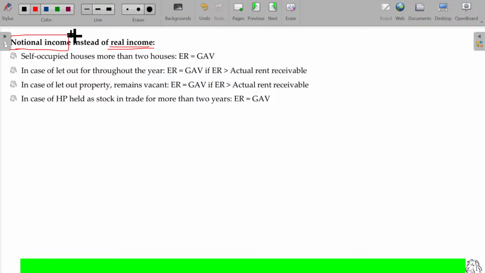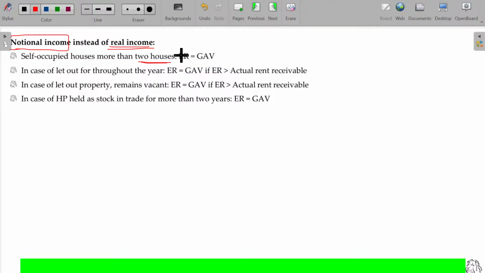Self-occupied houses, more than 2 houses. If you have 4 houses, and all 4 houses are used for your own residential purpose only, as you are using more than 2 house properties, only 2 house properties will be considered as residential house properties, self-occupied. The treatment for that is totally different. The remaining 2 will be considered as let out. Sir, I have not let out. No problem. It is considered as deemed to be let out. If it is deemed to be let out, what could be the value?